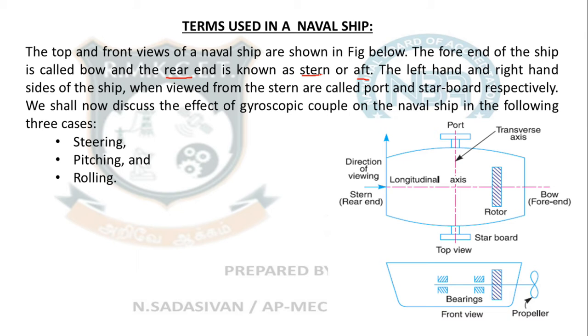Okay, the left hand and the right hand sides of the ship when viewed from the stern, if I stand here, the left end of my ship is called as the port side, P-O-R-T, port. Okay, and the right hand side of my ship is called as the starboard side. Normally if you see the docks of a harbor, the dock will be like this. There will be a lot of water here. Your ship will be parked like this.